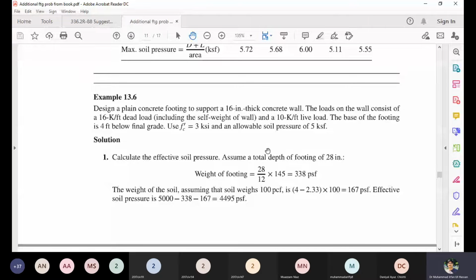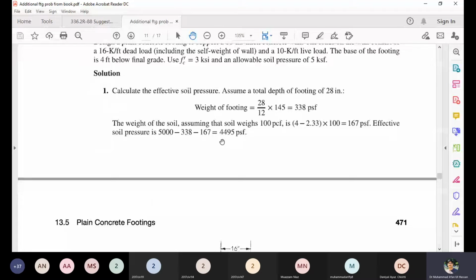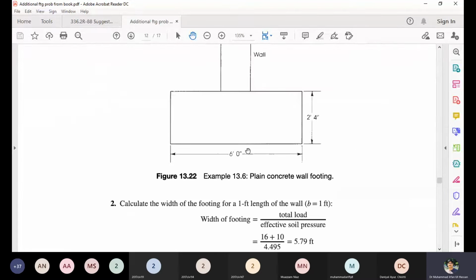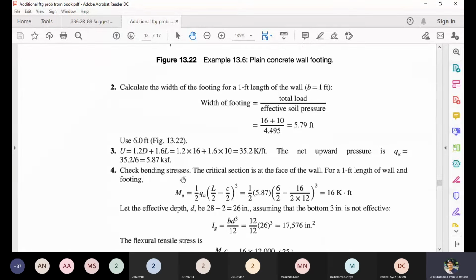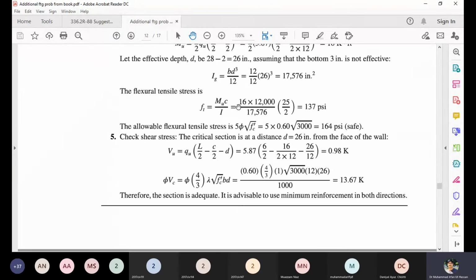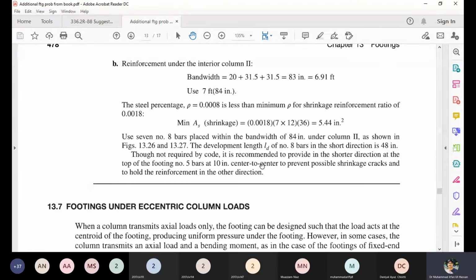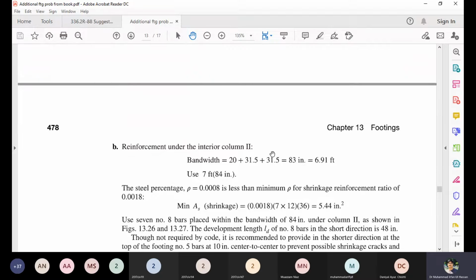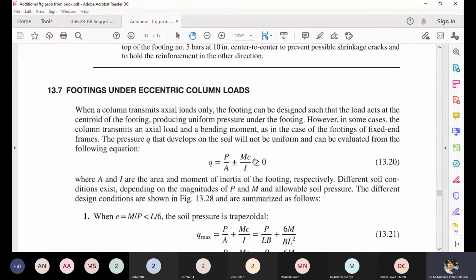Then comes the plain concrete footing for the masonry wall. This is not for the masonry wall but for the strip footing. So this problem is also solved: how to compute the width of the footing, how to compute the moment. So RCC wall footing is not difficult to design. It's simply formula: you just compute the load and one-way shear and design the footing.